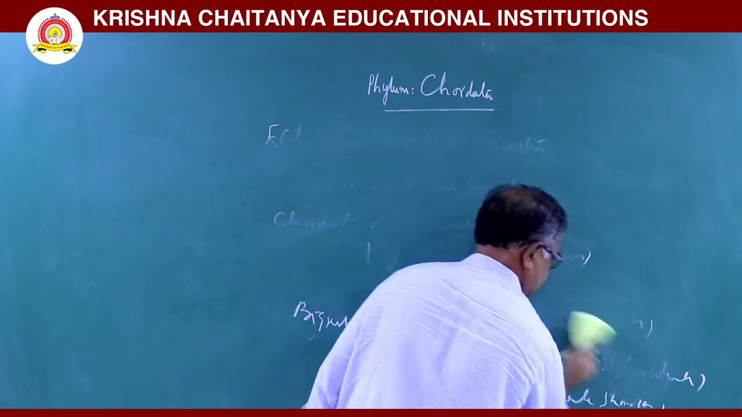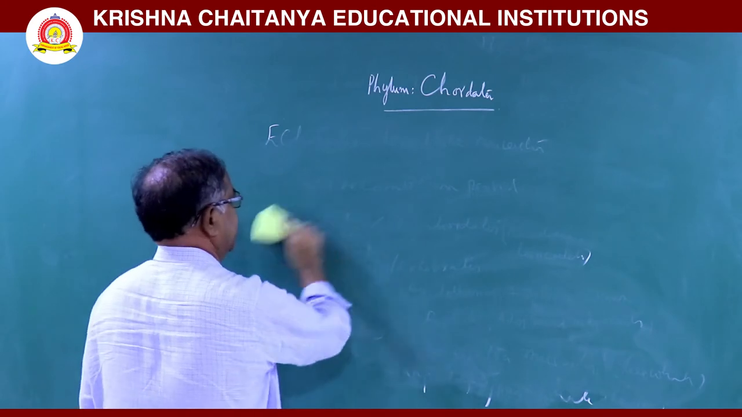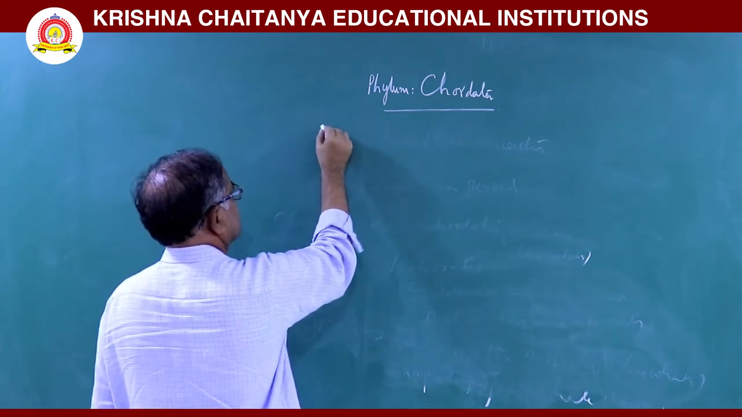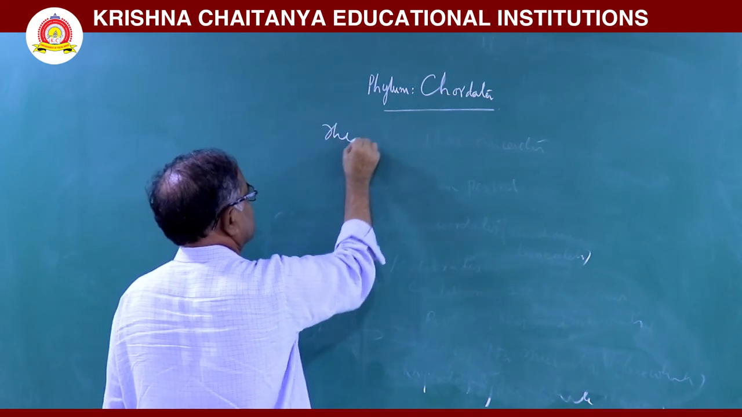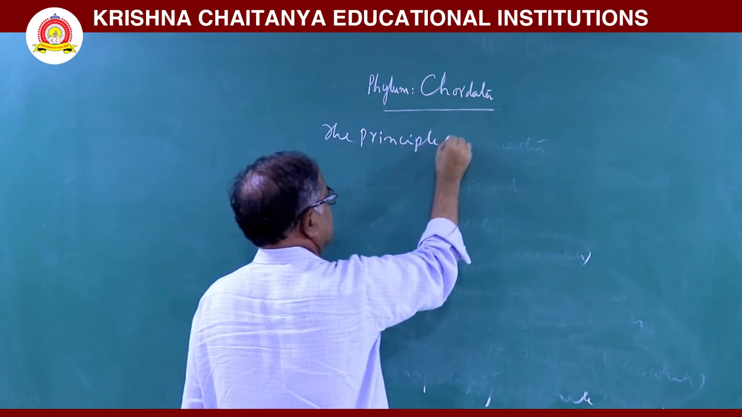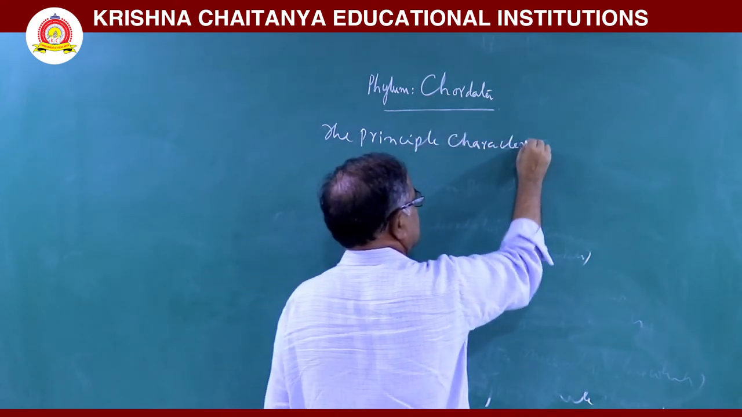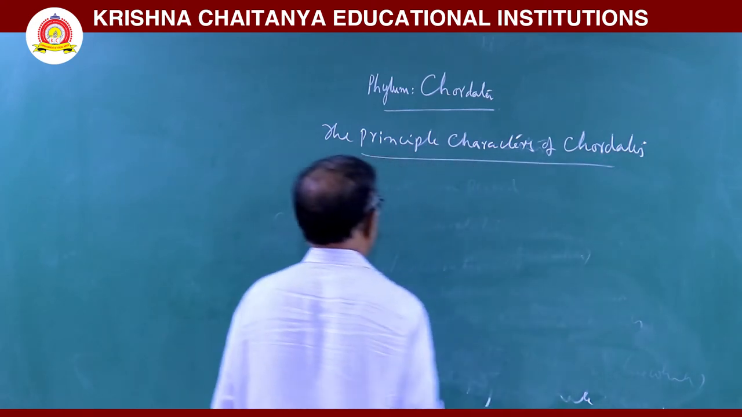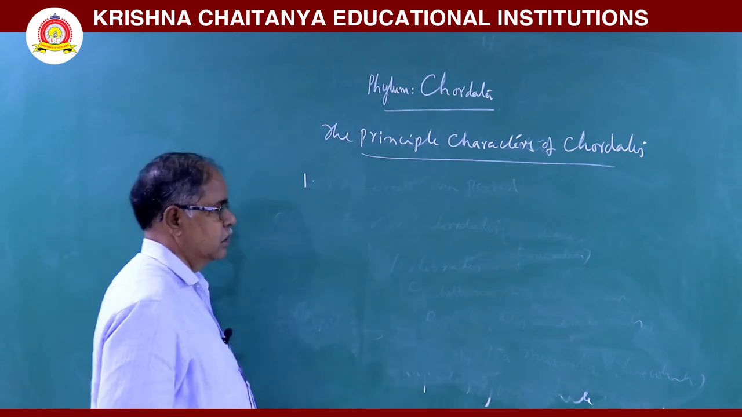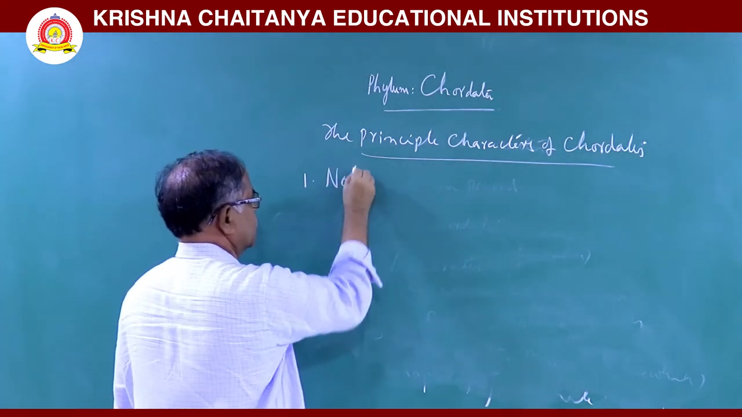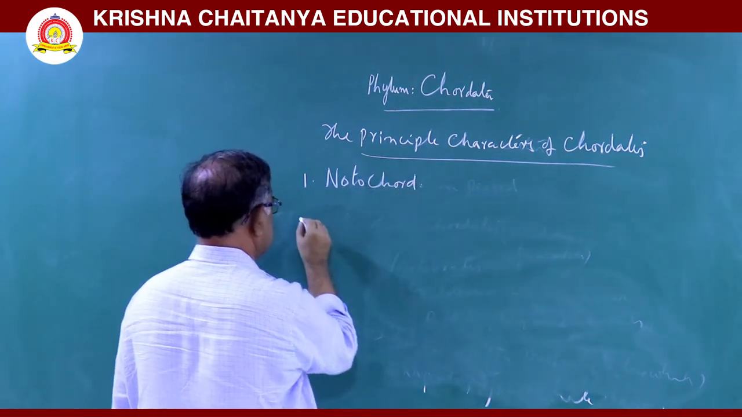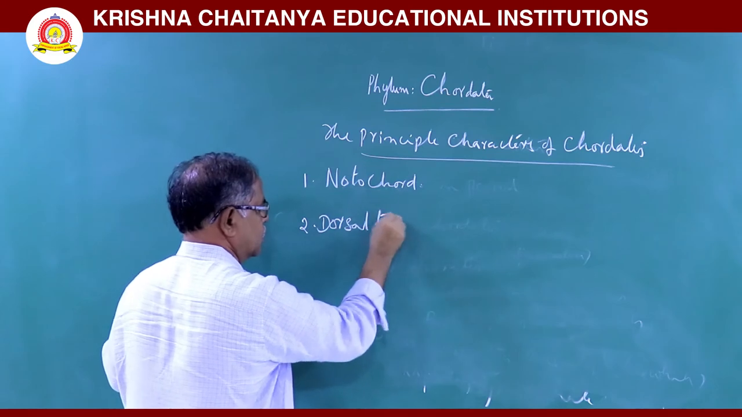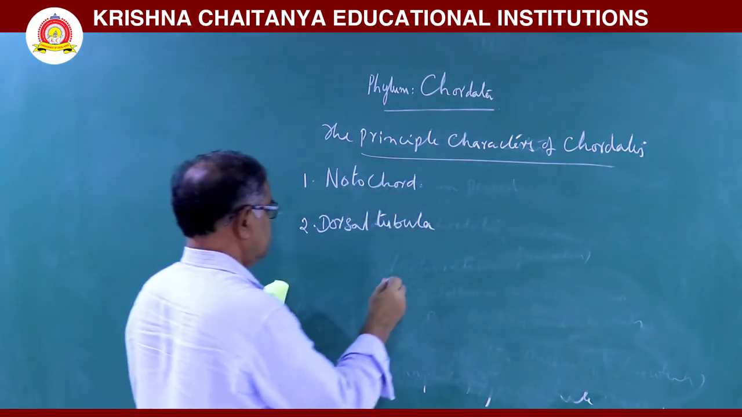Next, characters of chordates. In chordates, four main characters are seen. The principal characters of chordates: first is possessing notochord. The second one is dorsal tubular nerve cord.